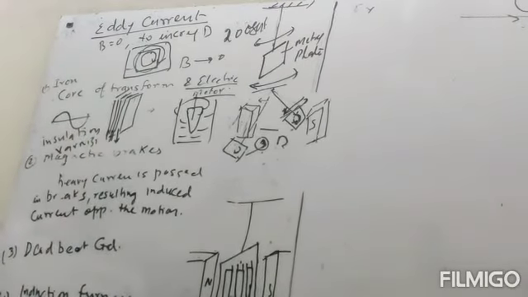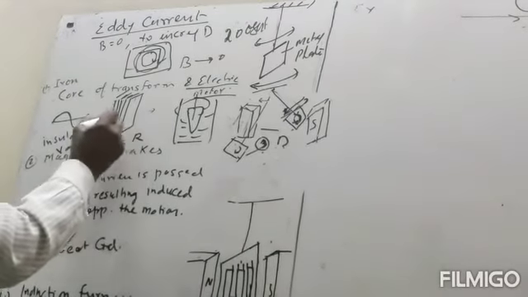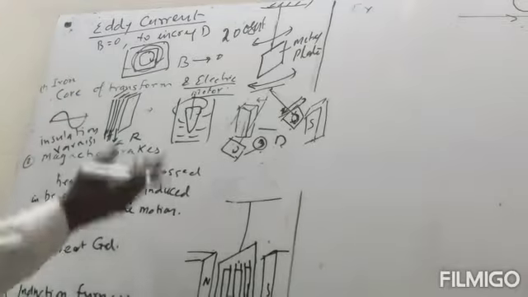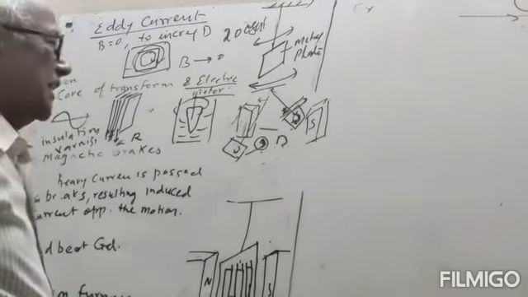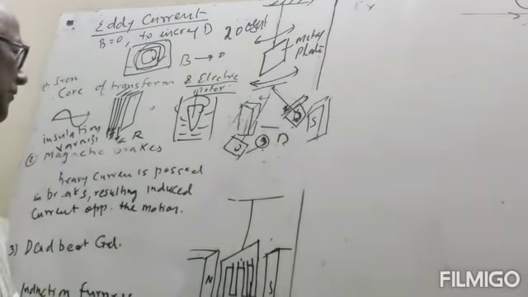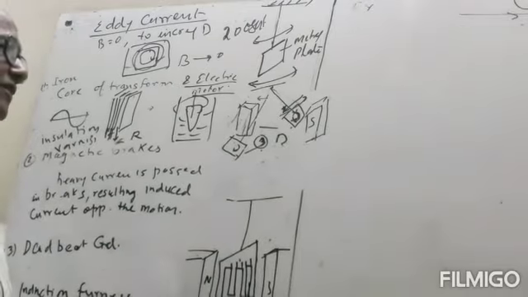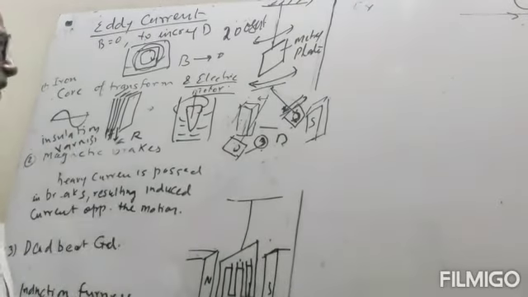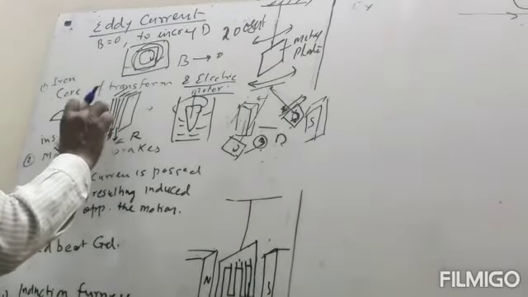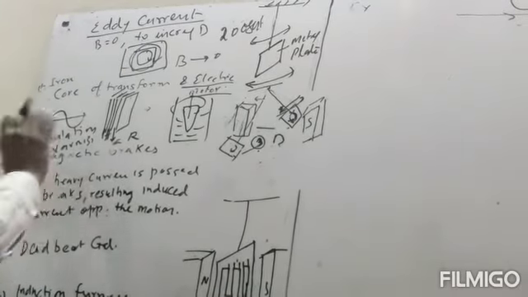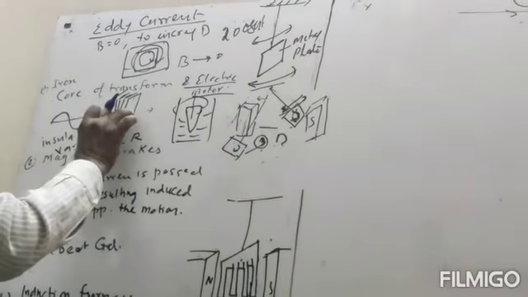So for the insulation varnish, the resistance is infinity, so the current will not be passing. So we can reduce the eddy currents by laminating. We can also call it lamination of the plates, or insulation varnish is placed or painted on the plate so that the resistance between the two plates is infinite. So the resistance increases, so the eddy current is decreasing.